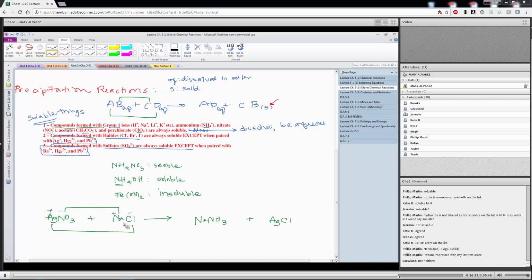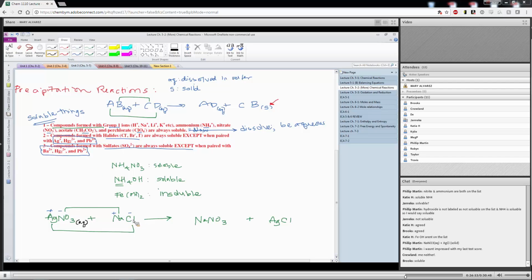And so next we're going to say which of these things are soluble, which are insoluble. So AgNO3, is that soluble or not? Soluble. Okay, so that's going to be aq, aqueous, means dissolved in water or soluble. But that's because nitrate is on a list of things that are always soluble. Excellent. Number 2, NaCl, soluble, not soluble? Perfect.